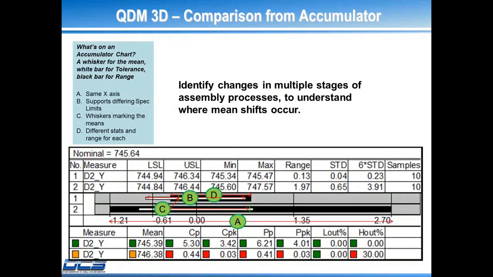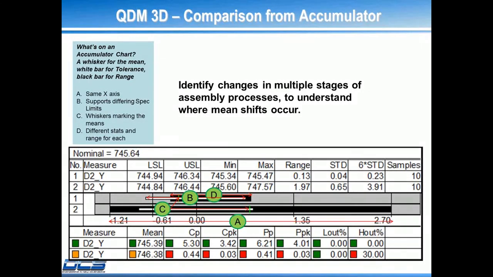So when you're throwing in multiple stages of data and trying to create a comparison chart like this, you could very easily see where, if any, there is a mean shift that's introduced in the flow. The black bar basically shows you the range of data, where all the measurements are for that particular feature at that particular stage. So you can see if there was a larger variation introduced along the way at one of the stages.